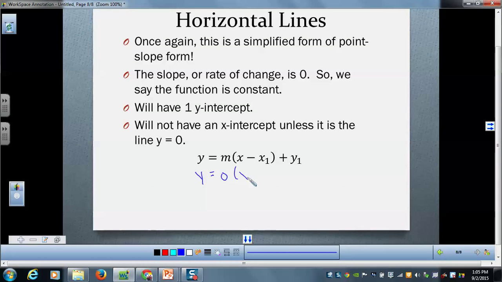and then times all of this, right? Okay, and notice no matter what this is always going to be 0, which is going to leave us y equals that y1 value. Okay, so then this is going to be the value that we're going to use to generate our points. And every point will have to have this value as its y coordinate.